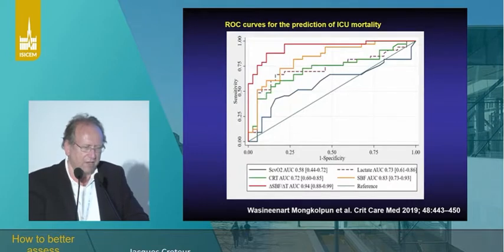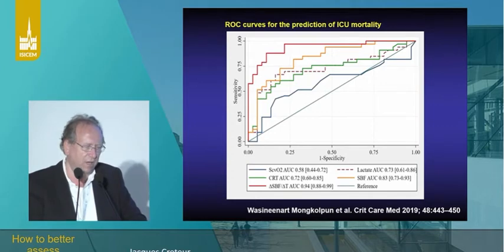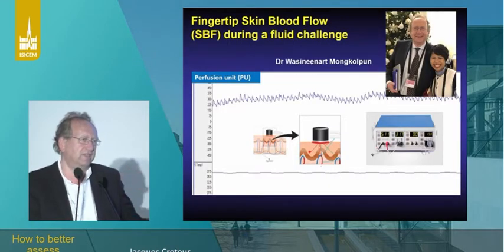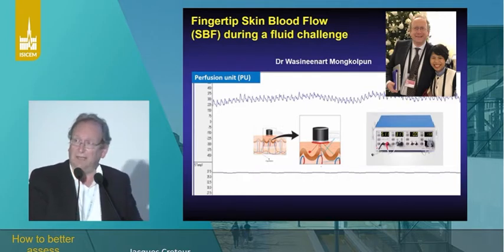So here we were able to show clearly that, compared to SCVO2 or lactate, the variables derived from this technique were better prognostic markers for death than SCVO2 or lactate. But that's prognostication. Here, could we apply this in the clinical setting?